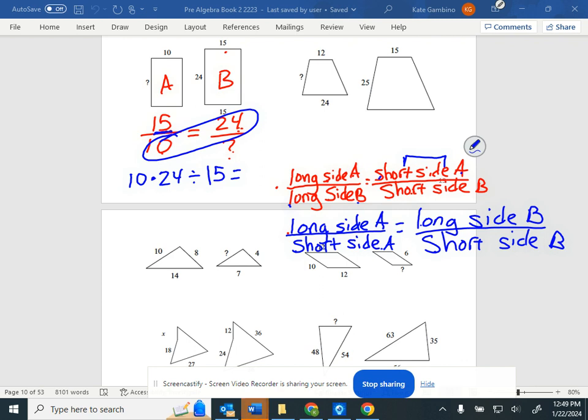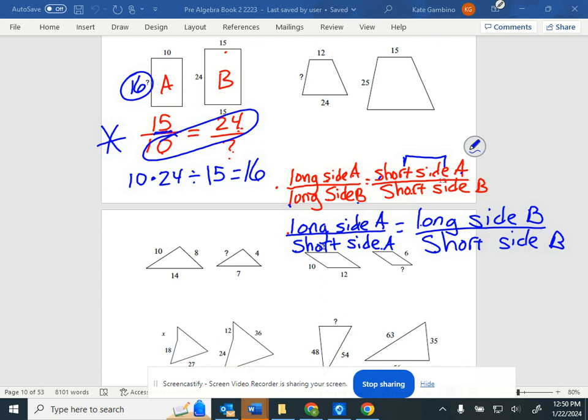So when it says show your work, I need to see your proportions. And then I need to know what you're multiplying and what you're dividing. What do we get if we multiply 10 times 24 and we divide it by 15? Good? 16. So our missing side is 16.